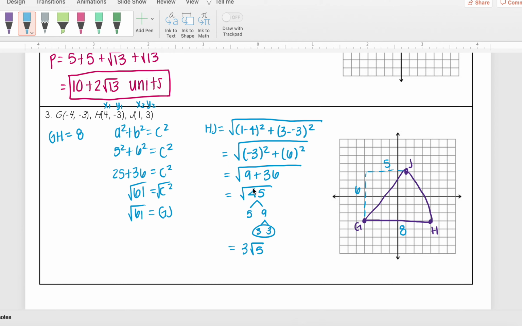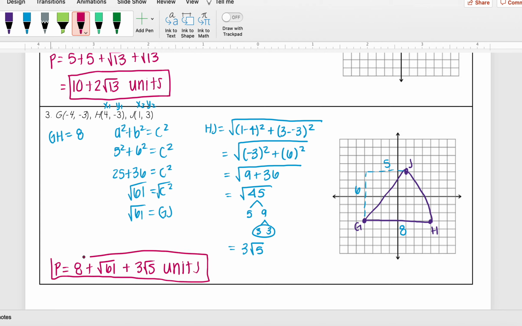So the answer you should have gotten for H to J was 3 square root of 5. So it should have been square root of 45, but that one could be simplified further because of this 9 here, and so you should have gotten 3 square root of 5. And so that means that my perimeter is going to be 8 plus square root of 61 plus 3 square root of 5 units. I can't simplify that any further because these are not like radicals.